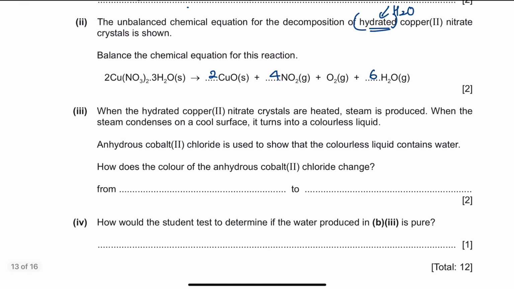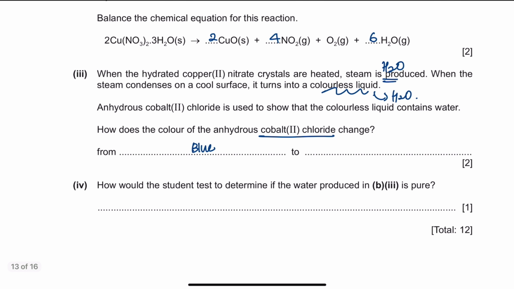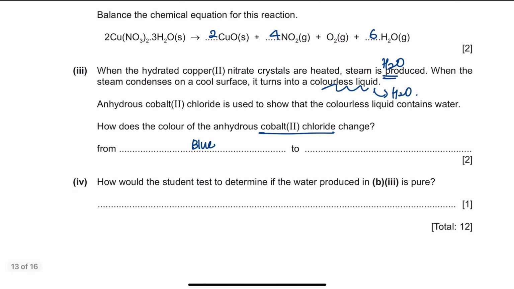Next, question 3. When the hydrated copper nitrate crystals are heated, steam is produced. When the steam condenses on a cool surface, it turns into a colorless liquid. So this colorless liquid would be your water. Anhydrous cobalt chloride is used to show the colorless liquid contains water. How does the color of anhydrous cobalt chloride change? Anhydrous cobalt chloride is initially blue in color and it is used to test the presence of water. So usually when there is water, it would change into pink.